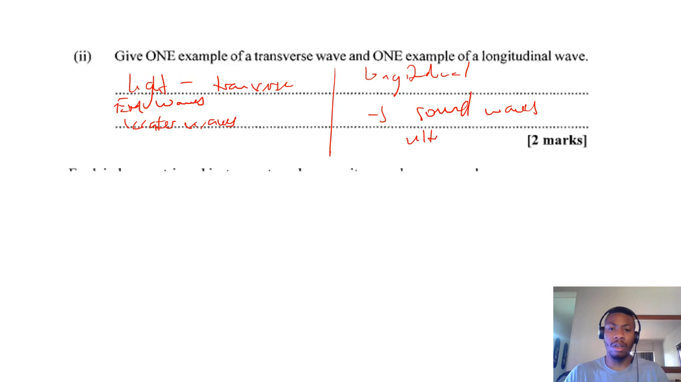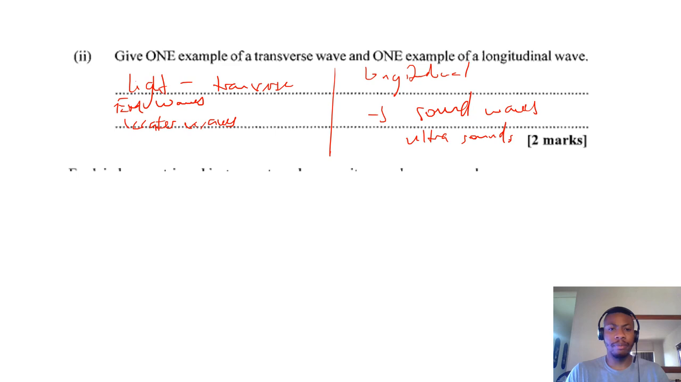ultrasound types of waves. Not all sound waves are really longitudinal per se, because there is what we call infrasound, and infrasound waves can be categorized into two types, P and S waves. I think the P waves are transverse and the S waves are longitudinal, but don't quote me right now. If you stick with ultrasound, then you should be fine.